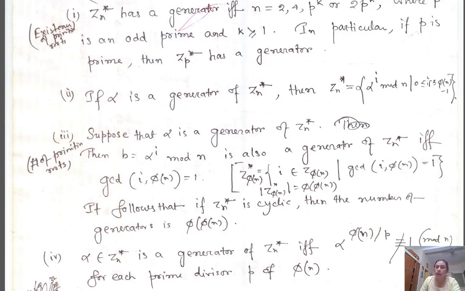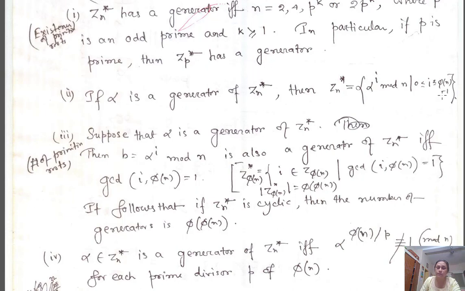So how many i's are we allowing? There are phi n many i's. So alpha to the power those values modulo n gives you the whole Zn star. We already observed that Zn star is the set of elements less than n and co-prime to n, phi n many elements, and all those elements can be written as powers of alpha, with i between 0 and phi n minus 1, including 0 and phi n minus 1.